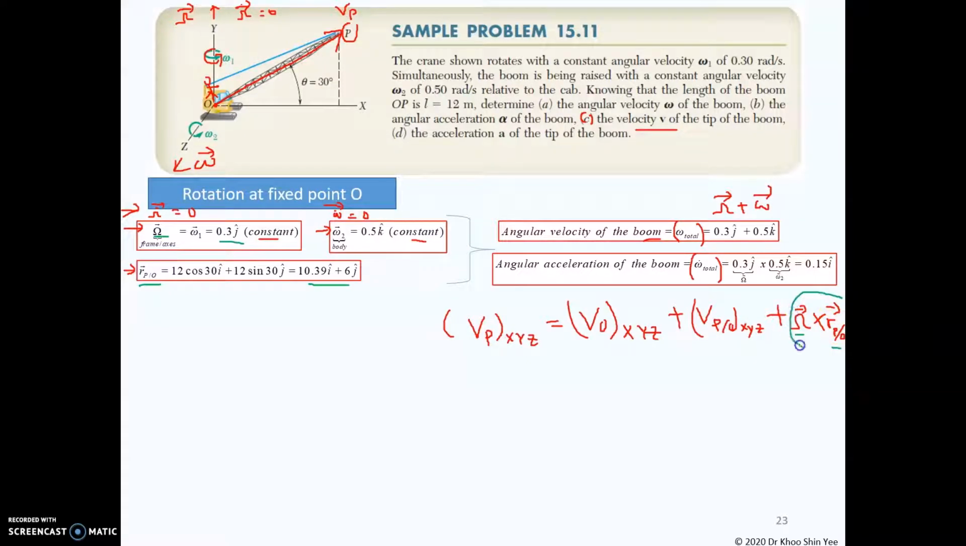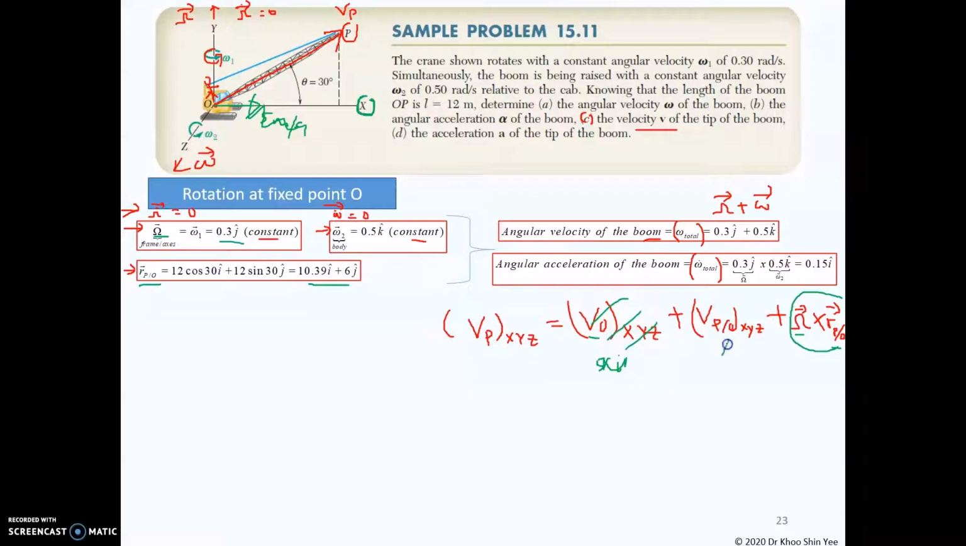Then you should be able to solve this component. If the crane is moving forward in the x-axis with 5 meters per second, then the velocity at point O here will be equal to 5i. However, in this case, the crane is not moving at all. So you have 0 value here.